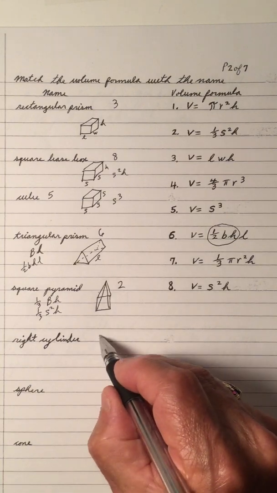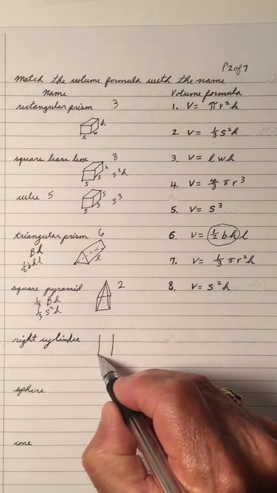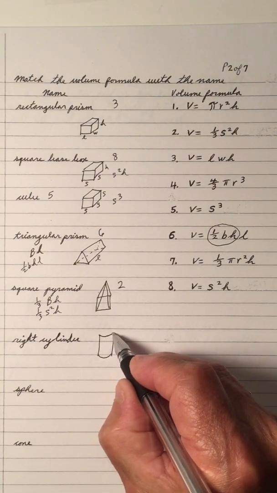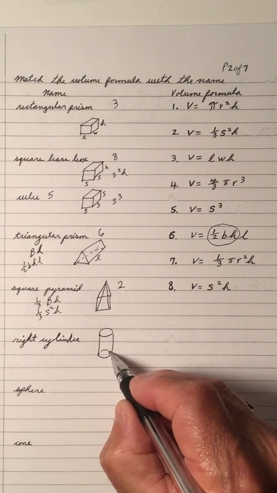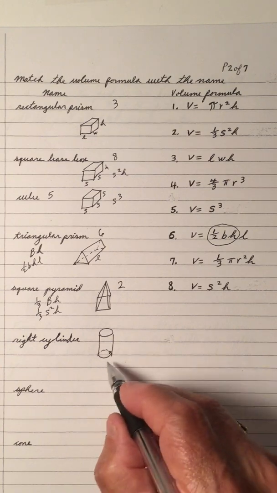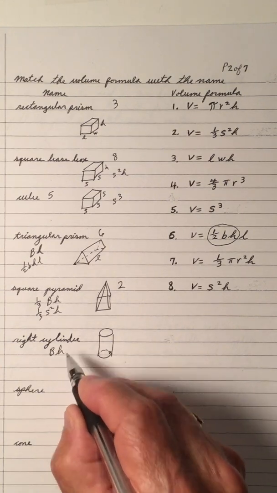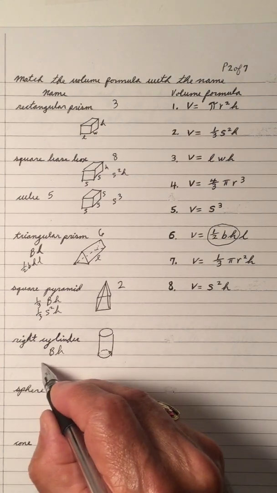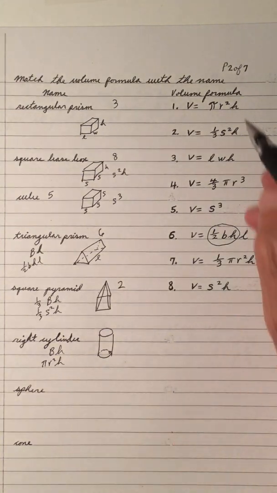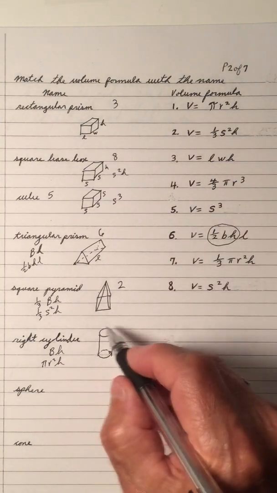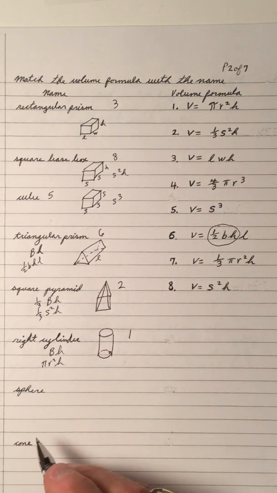A right cylinder means that it's at right angles to the surface. There's a right angle right there, and so it's base area times height. The base area of a circle is pi r squared, times the height. And pi r squared h is number 1, the volume of a right cylinder.